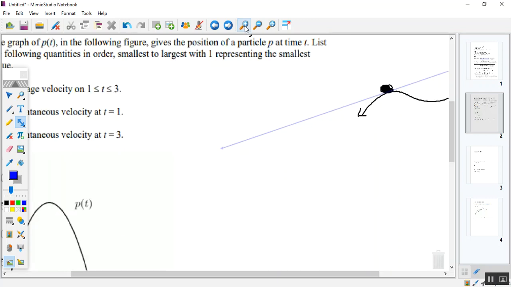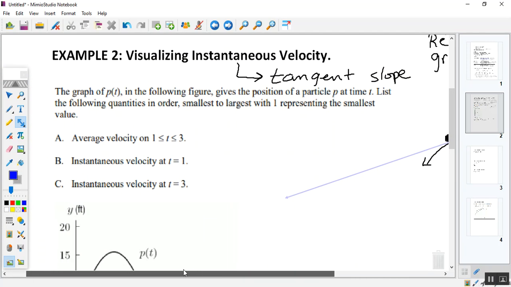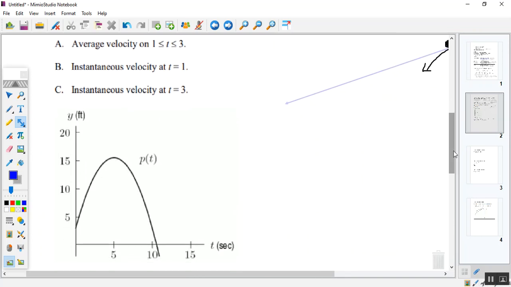This says on this graph down here at the bottom, the graph of P of t in the following figure gives the position of a particle P at what? It says, list the following quantities in order, smallest to largest, with 1 representing the smallest value. So here's the deal. First thing it says is the average velocity from what to what? Well, let's identify where p of 1 and p of 3 might be.